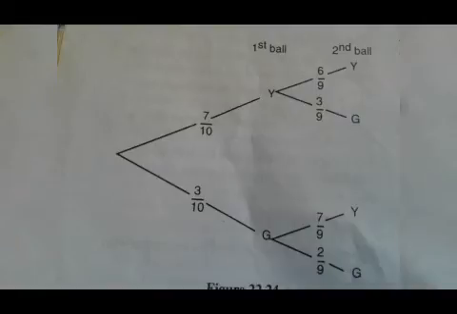So the probability of picking a yellow ball after picking another yellow ball would be 6 out of 9. And the probability of picking a green ball after picking a yellow ball would be 3 out of 9. The probability of picking a green ball is 3 out of 10. The probability of picking a yellow ball secondly would be 7 out of 9, because we lost another ball. The probability of picking a green ball after another green ball would be 2 out of 9.